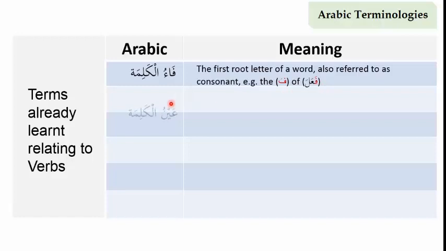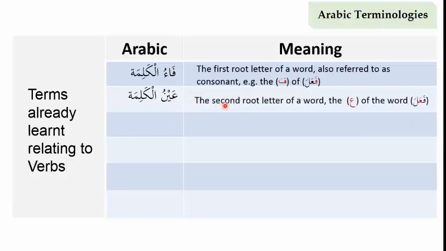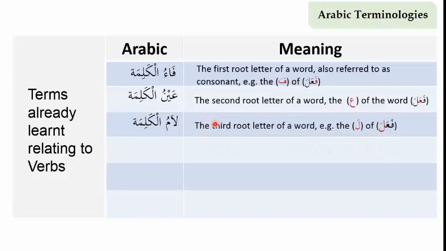We have the second term, ainul kalima, which is the second root letter of a word. The ain of fa'ala, for example, is the ainul kalima. Then we have lamul kalima. This is the third root letter of a word. Example, the lam of fa'ala. The lam here is the lamul kalima, the lam of the word.